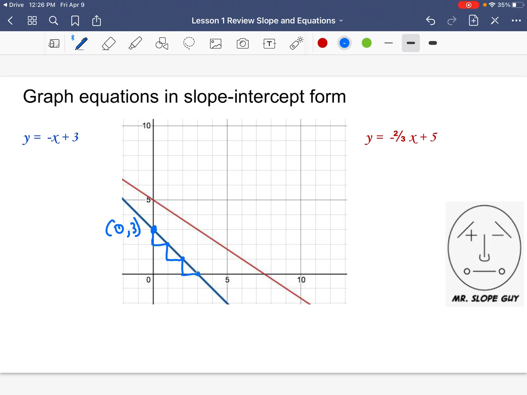And the red line, -2 over 3x plus 5, you see the y-intercept is on 0, 5. And to get the next point, it's negative. You can see from Mr. Slope Guy here, the negative line goes like this. You can see it on the right-hand side here. So you're going to go down 2 and to the right 3, down 2 and to the right 3, and so on to draw that line.